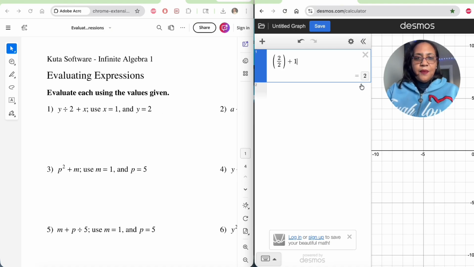So I don't recommend that you use this to get the answers. I recommend that you use this to make sure that you got your answer correct. Let's do another one.